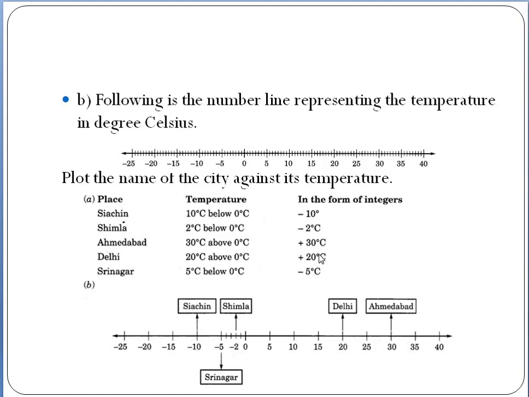It is also given in the B bit to plot the name of the city against the temperature. Not only do you have to fill this, you plot the name of the city against the temperature here on this number line. So Siachen is minus 10, at minus 10 you write Siachen, and Shimla is minus 2, at minus 2 write Shimla, and Ahmedabad plus 30, at plus 30 you write Ahmedabad, and Delhi plus 20, at plus 20 you mark Delhi, and Srinagar minus 5, at minus 5 you have to write Srinagar.